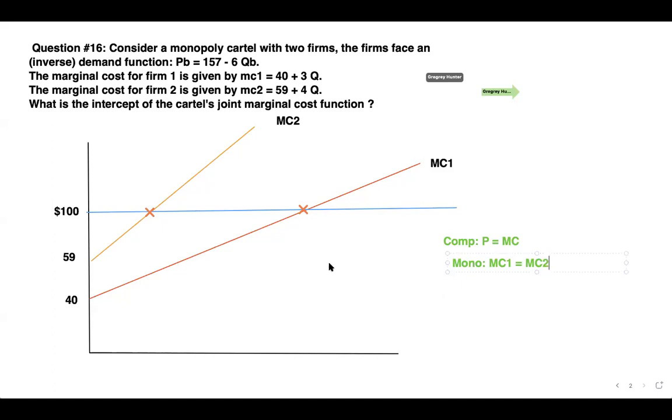The other thing, and this was just kind of to get us to understand why we need to construct the joint marginal cost curve for the cartel, but the thing that's kind of missing here is the price, right? And so I pretended that there was a market price, but under monopoly or monopoly cartel, there isn't a market price independent of what the monopolist chooses. Remember that the monopolist is a price maker, right? So the typical monopoly looks like this.